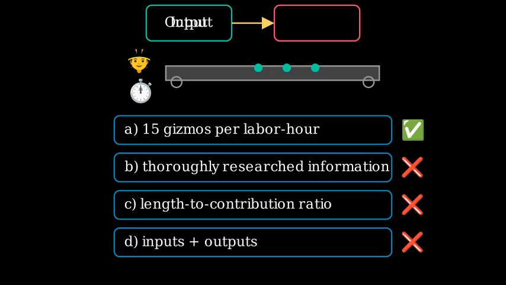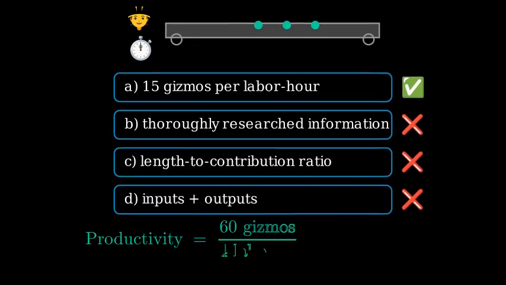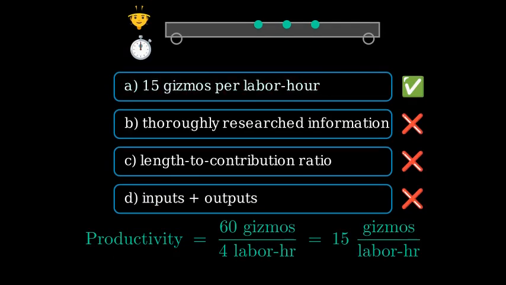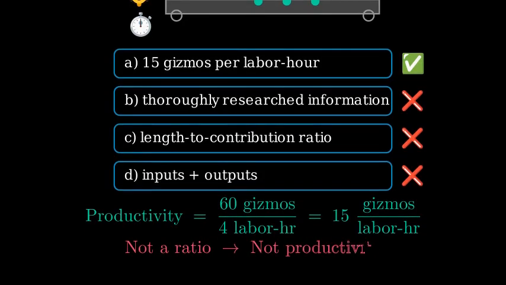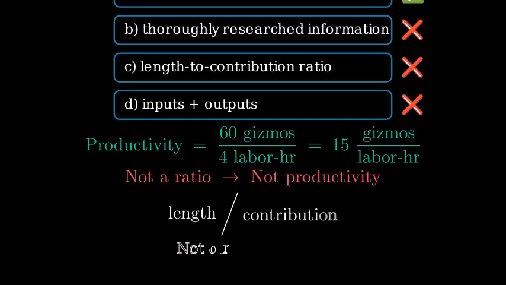Let us verify with numbers. If a team produces 60 gizmos in 4 labor hours, the productivity is 60 divided by 4, which equals 15 gizmos per labor hour. That matches choice A. To contrast, a quality phrase like thoroughly researched information does not compare output to input. It is not a ratio, so not productivity. A length-to-contribution ratio does not represent output per input in a production context. It may be a ratio, but not a productivity measure.